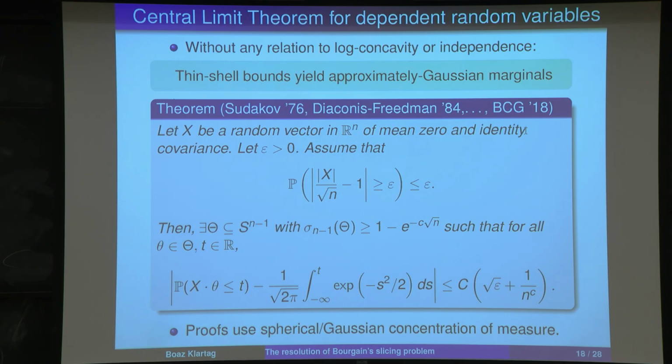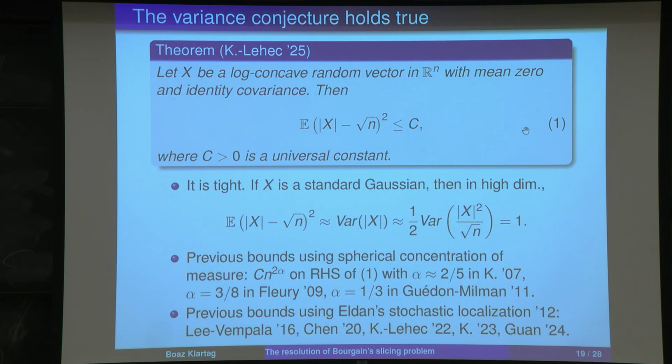Then the conclusion is that there are many, many directions. There is a subset of the unit sphere, which is a subset of the good directions. The measure of this subset is very large, at least almost close to 1. And for any such good direction theta, the random variable X times theta is approximately Gaussian. So the Kolmogorov distance between X times theta and the Gaussian distribution is bounded by something depending on epsilon and on n, and it is small when the thin shell is good and when dimension n is large. So under thin shell assumptions, we have a central limit theorem for dependent random variables. And this is a nice proof using spherical and Gaussian concentration of measure in high dimensions. So this is why we're interested in thin shell estimates.